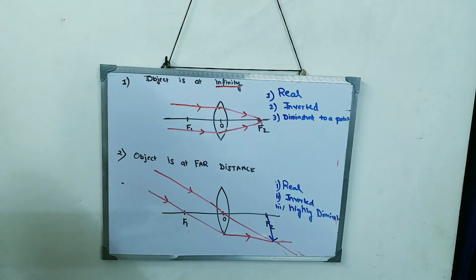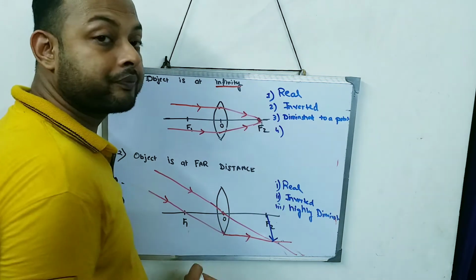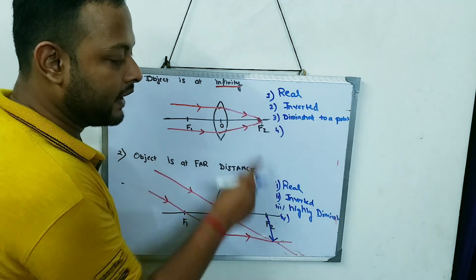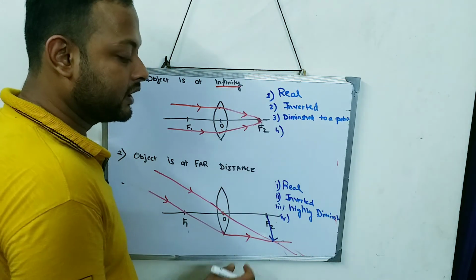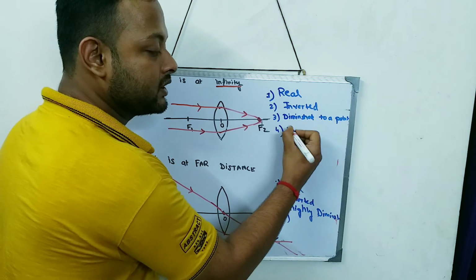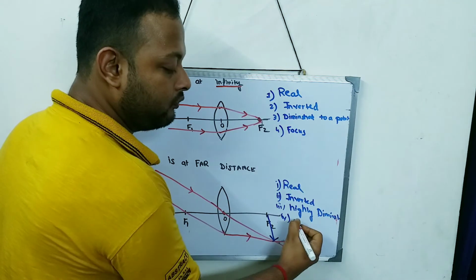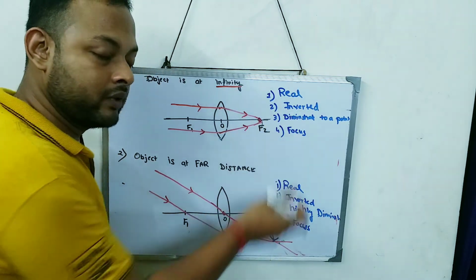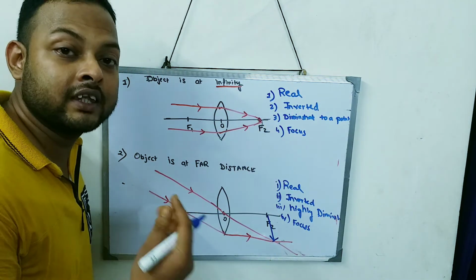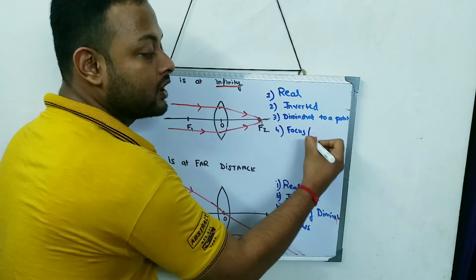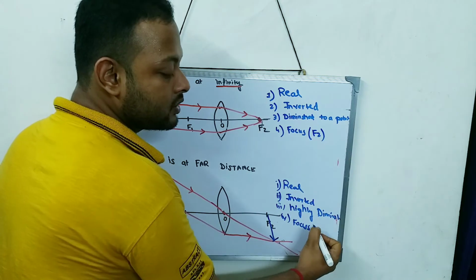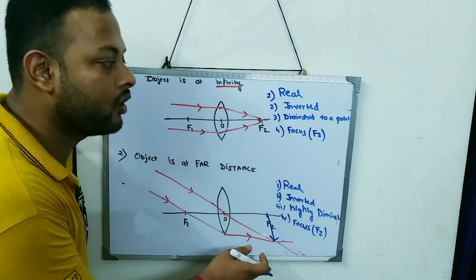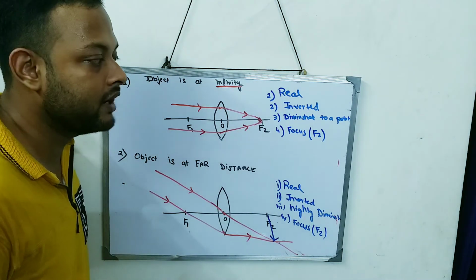And fourth point, where is the image getting formed? In both the diagrams, you can see the image is getting formed at the focus. So image is getting formed at the focus. And I think I told you, when we say focus, we generally express the second focus. So where is the image getting formed? The image is getting formed at the second focus, right?